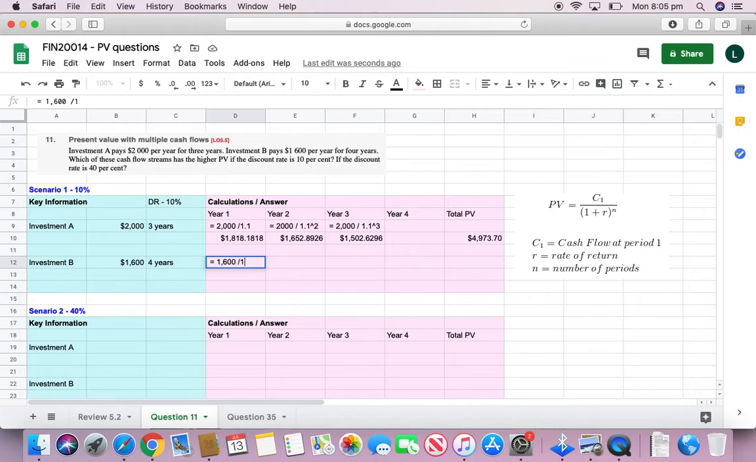All right, let's do that exact same thing for investment B. 1,600 over 1.1. So let's do the formula over 1.1. Bam. Okay, 1,600 for year 2 over 1.1 to the power of 2. Let's enter it in. I did my formula correctly. Yes. Which equals 1,600 over 1.1 to the power of 3.